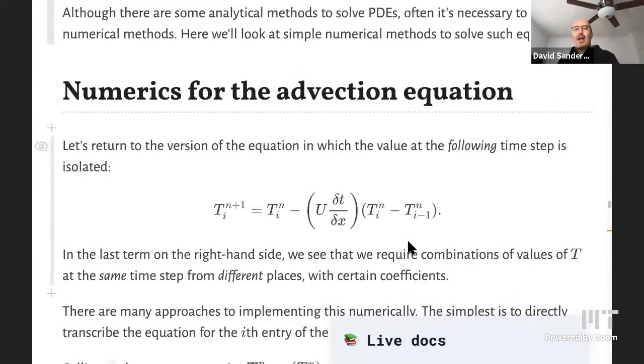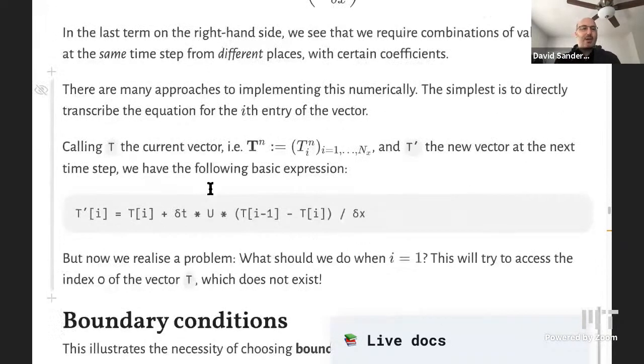So how can we actually solve this equation? Well, we just go back to this formulation in terms of the discrete quantities at each cell. And we have these explicit delta t and delta x, which are the time step and the spatial width of the cell. And then we literally write this in code in Julia.